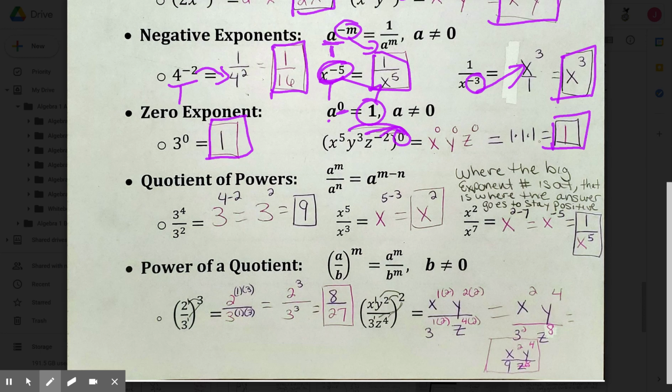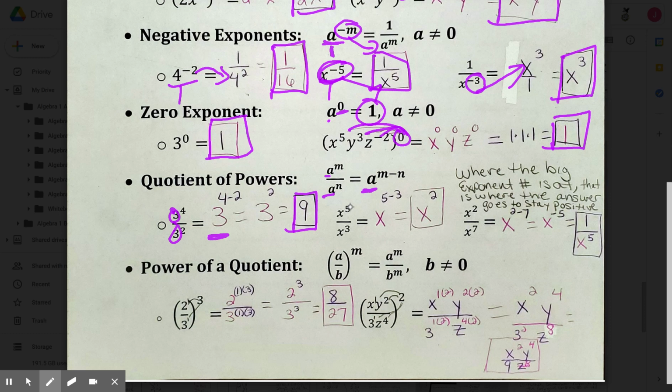So now the quotient of powers, that just tells us if they are the same base, we're going to keep our base and subtract our exponents. So in this case, 4 minus 2, because it's the same base. These are the same base. So you're going to keep your base and go 4 minus 2, which gives us 3 squared. 3 squared is 9. You need to know the simple ones like squared or cubed.